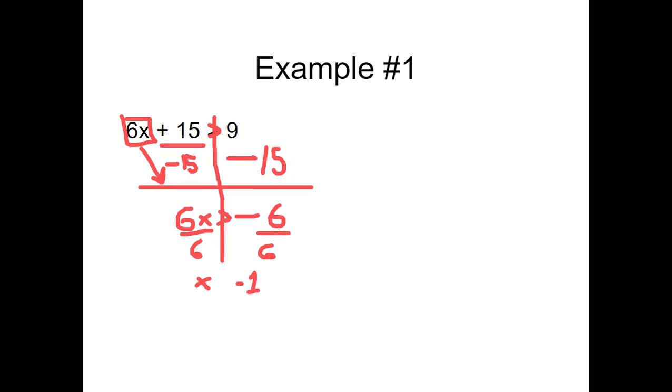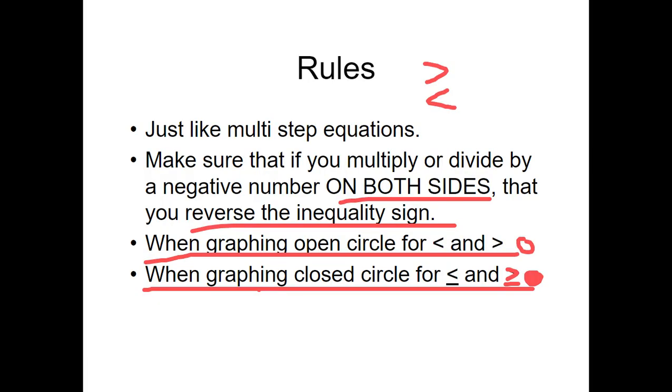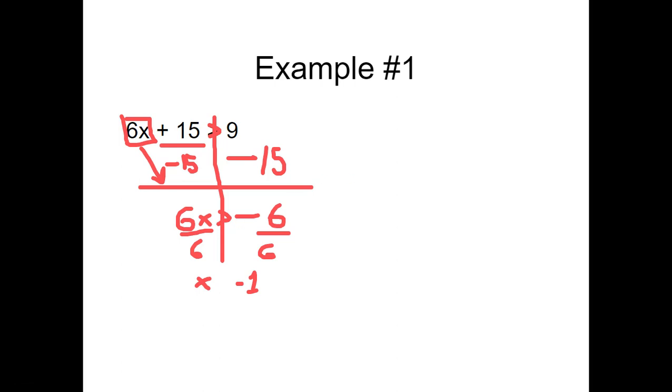Now we have to go back to what we talked about in this slide earlier: making sure that if you multiply or divide by a negative number on both sides, you reverse the inequality symbol. Looking here, I did divide by a negative number, I divided by negative 6, but I only did that on one side of my river. So my inequality symbol is going to stay the same. So x is greater than negative 1. We don't know what x represents. All we know is that that number has to be bigger than negative 1.